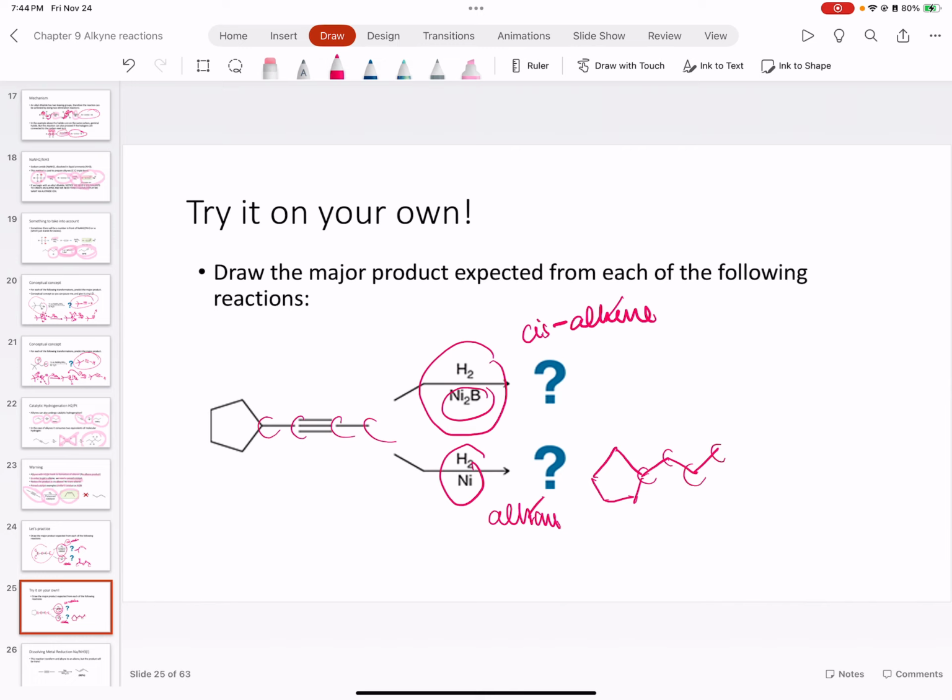And then an alkene. What I do when I have alkenes and they want it to be cis, I have 1 pointing down and then 1 pointing down in here. And that one will be my answer.